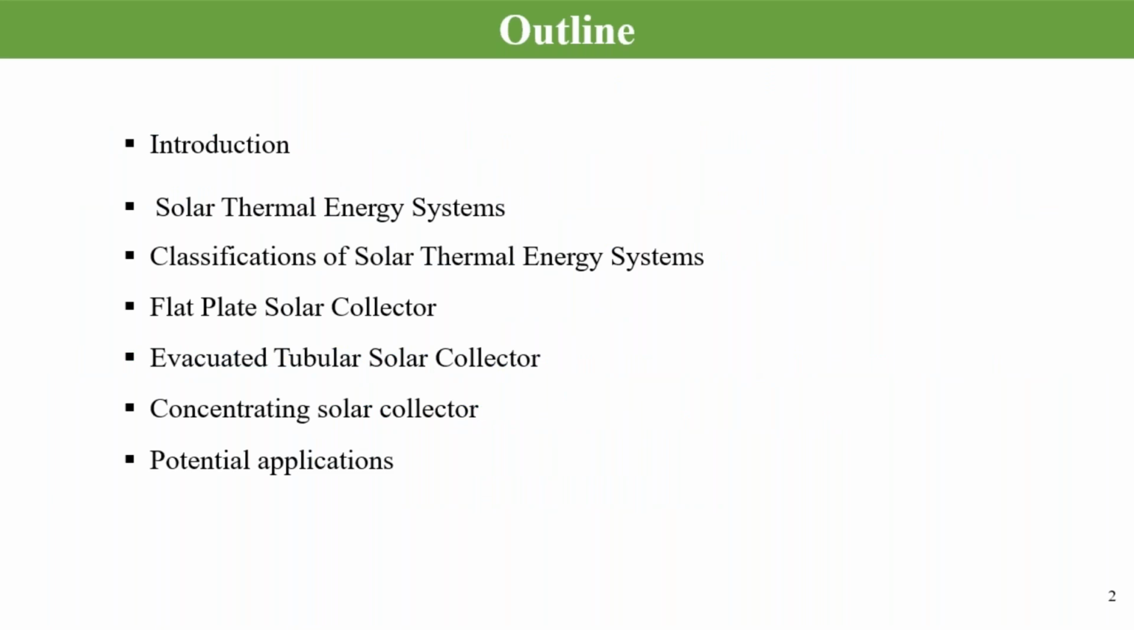Now I'm coming to the next slide. This is the outline. First we have the introduction, then the solar thermal energy system. I will discuss what a solar thermal energy system is. Then the classification of solar thermal energy systems. Then what are the different types of collector: flat plate collector, evacuated tube collector, then I will discuss concentrating solar collector. Then what are the potential applications?